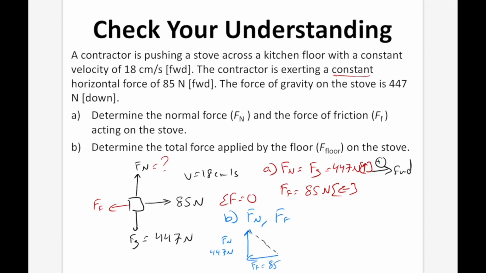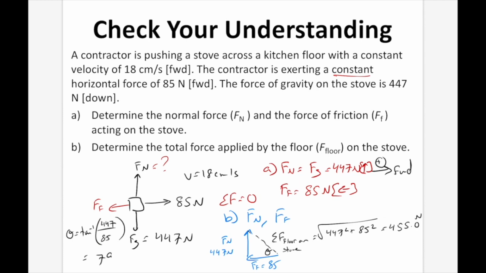And that's going to result in the net force of the floor on the stove, which is going to equal the square root of 447 squared plus 85 squared, which equals 455.0 newtons. We need to have an angle, so theta is going to equal tan minus 1 of 447 divided by 85, which is equal to 79.2 degrees. So our final answer, to 2 sig digs, is 4.6 times 10 to the 2 newtons. Now we're going to say backwards, 79 degrees up.